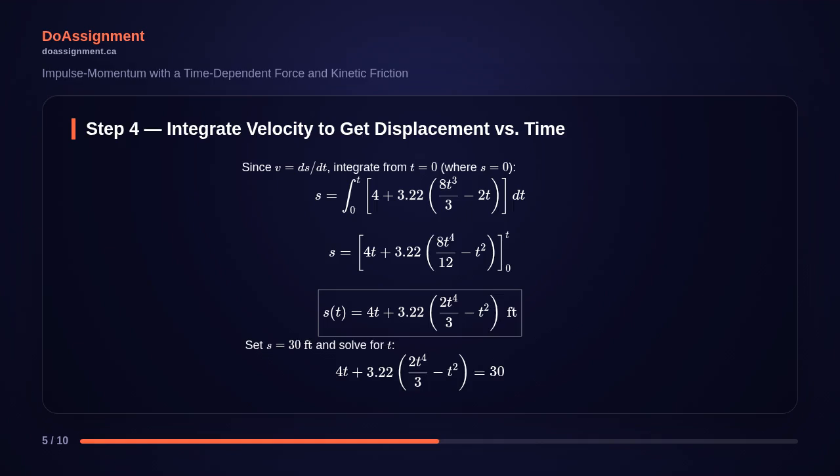Integrating the velocity expression term by term from 0 to t gives displacement as s of t equals 4t plus 3.22 times the quantity 2t to the fourth over 3 minus t squared, measured in feet. Setting this equal to 30 feet produces a nonlinear equation in t that we solve numerically.